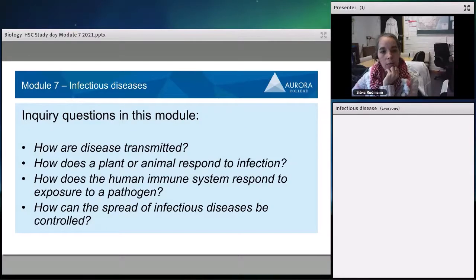So these are 4 inquiry questions in this module: the transmission, how plants and animals respond to the infection, our immune system, and how diseases are spread, right? And how that spread can be controlled.